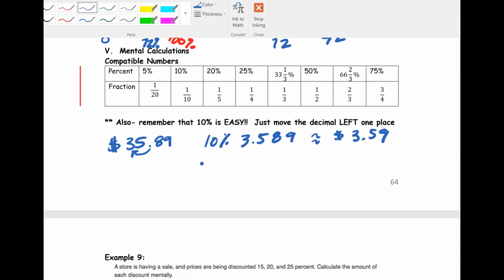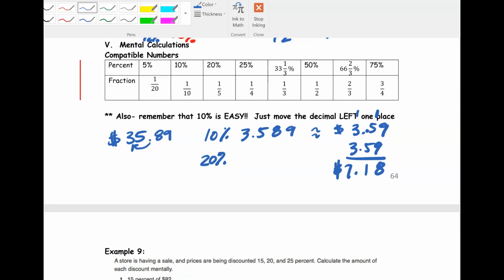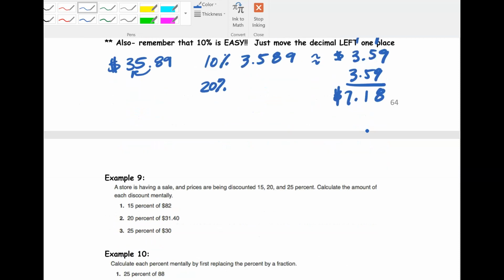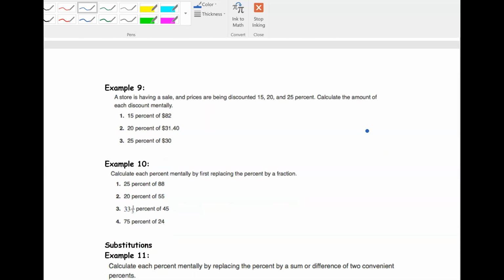And then if you want a 20%, then all you have to do is double that. So if you want to round this to 4, then double would be about 8. Or if you wanted to actually add 3.59 and 3.59 to find the exact value for 20%, you could do that too, and you get $7.18. So just by moving the decimal, you can get 10%, and then by doubling that, you can get 20. So just a neat trick that's faster than pulling out your phone calculator.